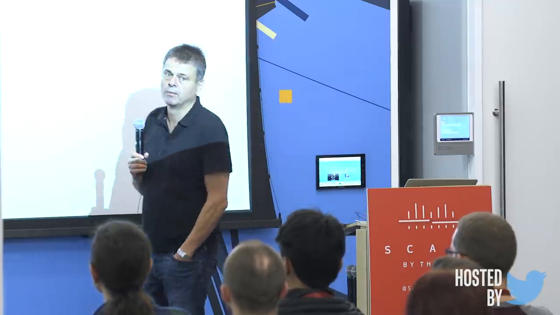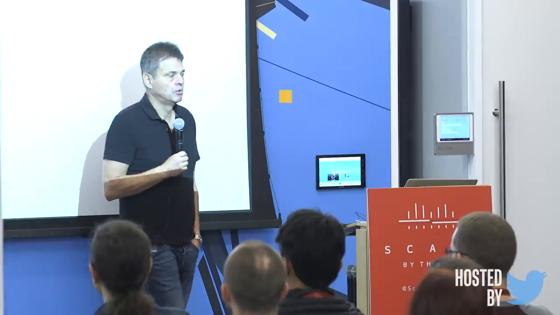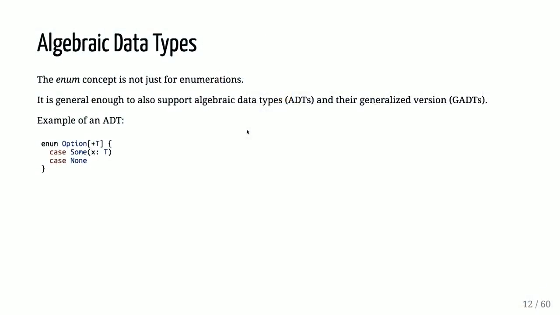But enums are actually more general than enumerations. They also let you do algebraic data types, abbreviated to ADTs, and also the generalized version, GADTs, generalized algebraic data types. So here's an example of an ADT: Option, the option that you all know. How do you model that? Well, you have a sealed trait, and a case class Some, and a case object None, and they extend Option with the right parameters, right?